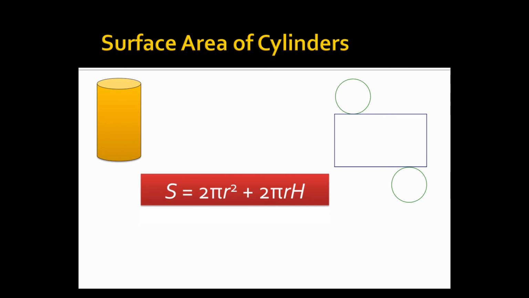If you're a formula fan. If you're not, then as Alyssa said, find the area of this rectangle, find the area of one of the circles and multiply by 2. Add all that up, you're good to go.